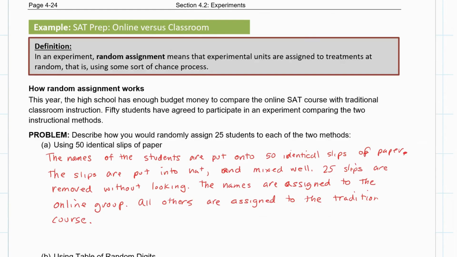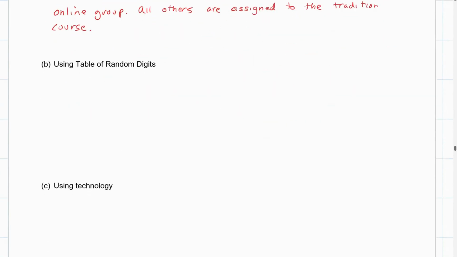But that's one way that we might assign the people to the two groups. But that's not the only way we could do random assignment. We could use a table of random digits. In this case, assign each student a number from, now there's 50 of them, so we'll assign them the numbers from 01 to 50.